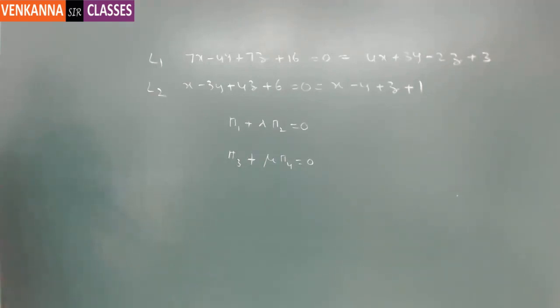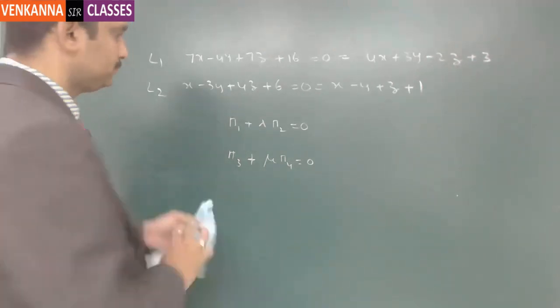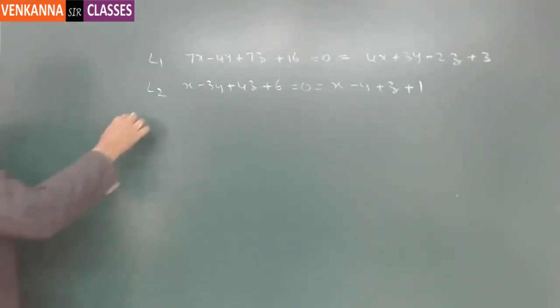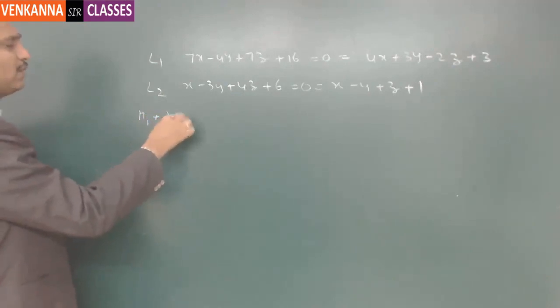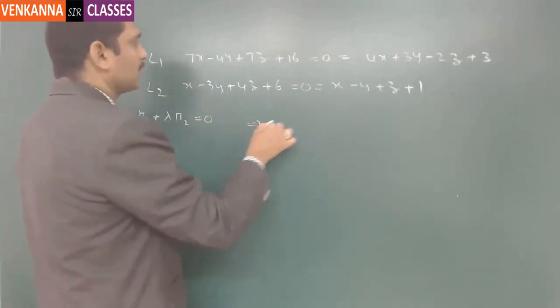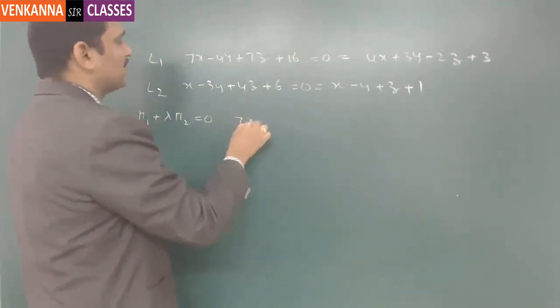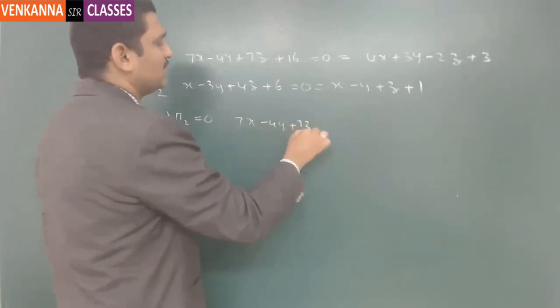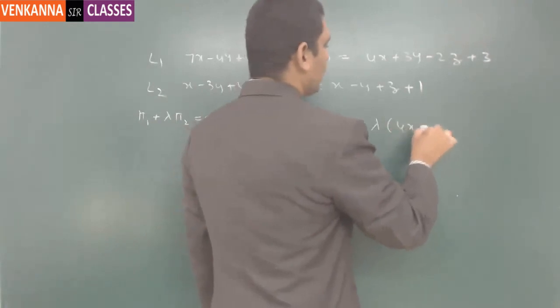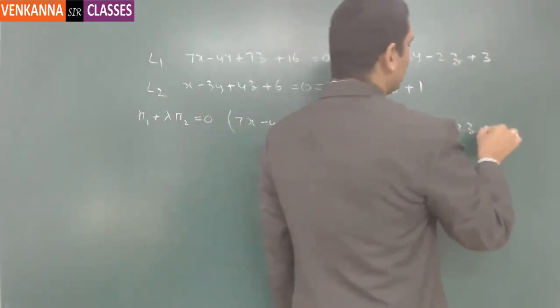So in this way, we will evaluate lambda and mu value so that we can compute the plane equation, the plane containing the 2 lines. So how we are going to do? So for the first line, we apply pi 1 plus lambda pi 2 equal to 0. Taking the coefficients as common, I will write one more step, 7x minus 4y plus 7z plus 16 plus lambda into 4x plus 3y minus 2z plus 3 equal to 0.